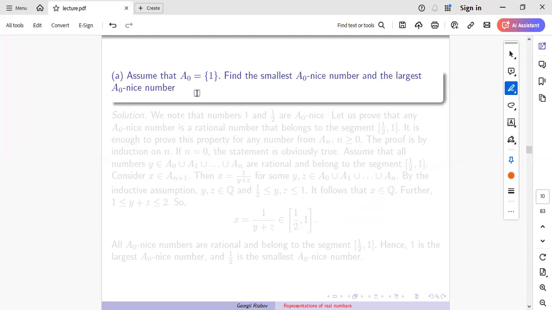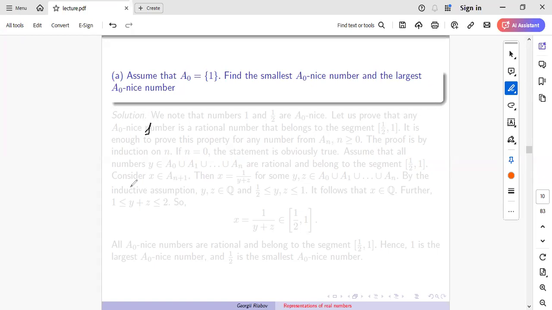Now assume that A0 is just one real number equal to 1. So the first question is, what will be the smallest A0-nice number and what will be the largest A0-nice number? Okay, this question is relatively simple. But before looking at the solution of the question, let's do some experiments.